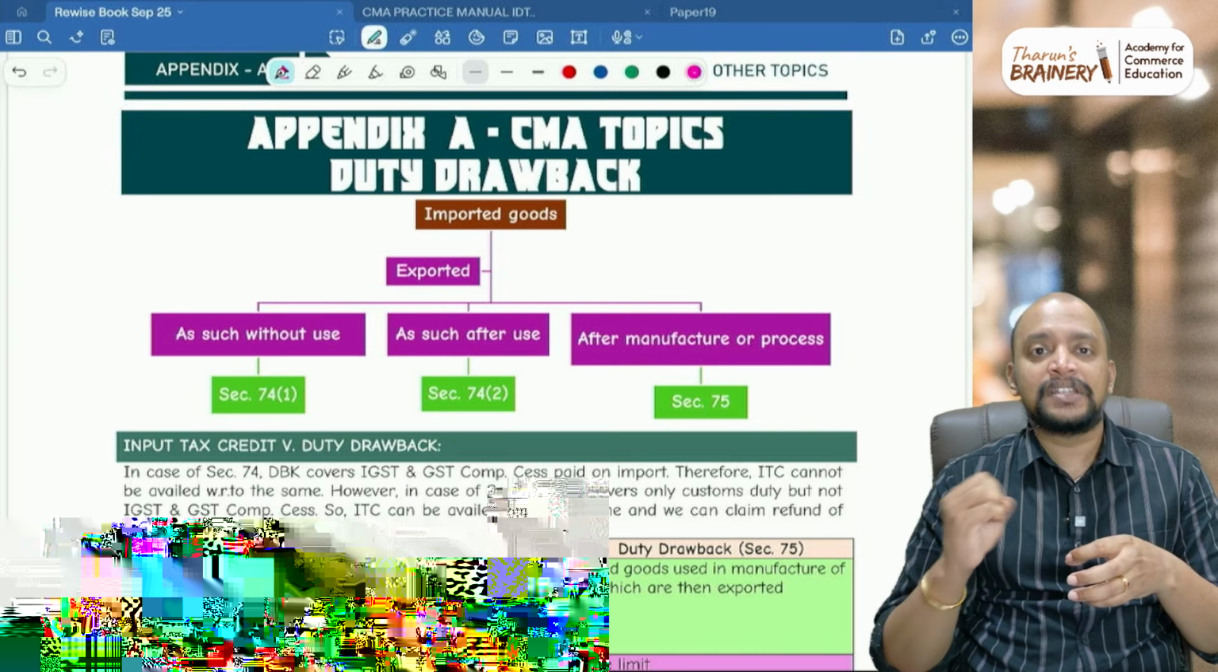And what is that refund? What is the purpose of that refund? Simple. You are importing some goods and you have paid the customs duty, so you have a burden of customs duty, but those goods are not really consumed in India. Those goods are exported. So in order to ease out that burden of customs duty on import, they have given this refund, and the name of this refund is duty drawback.